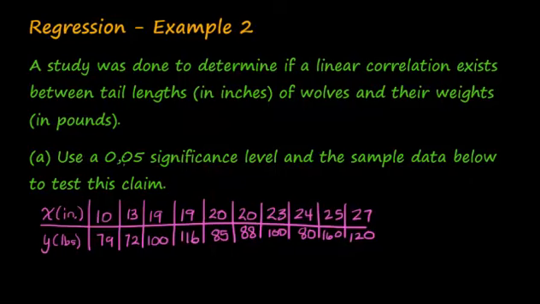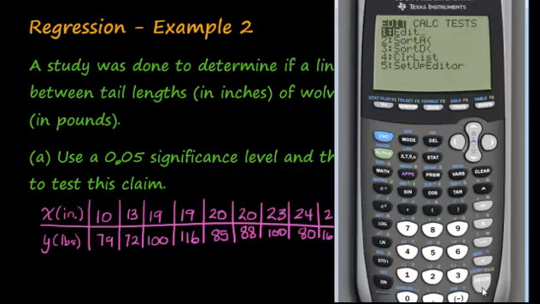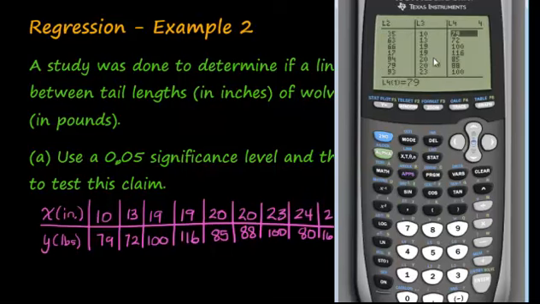Okay, and that should be a decimal right there. There we go. So we'll start by looking at the scatter plot. Now I have already entered the data. This time I put my X values in list 3, so you can see 10, 13, 19, 19, 20, 20, and so on. And my Y values in list 4. So 10 is paired with 79, and 13 with 72, and 19 with 100, and so on.